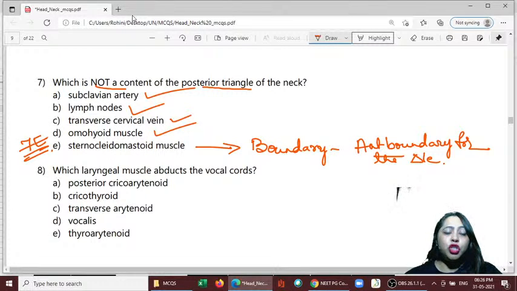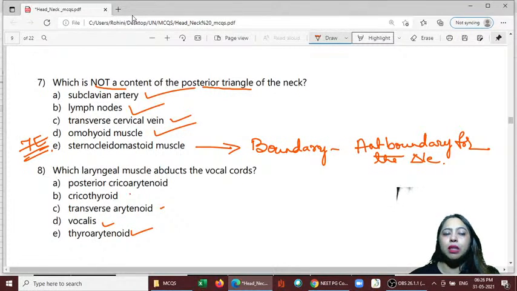All right. Now, which laryngeal muscle abducts the vocal cord? There is adduction and abduction, both actions of the vocal cord. Adduction is done by all the muscles. Abduction is done by only one muscle. Which is that muscle? Is it cricothyroid? Is it transverse arytenoid? Vocalis? Thyroarytenoid?